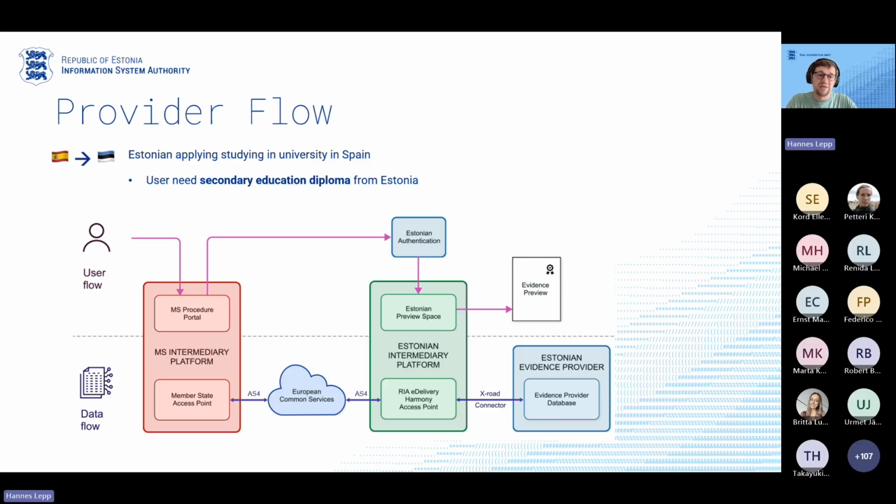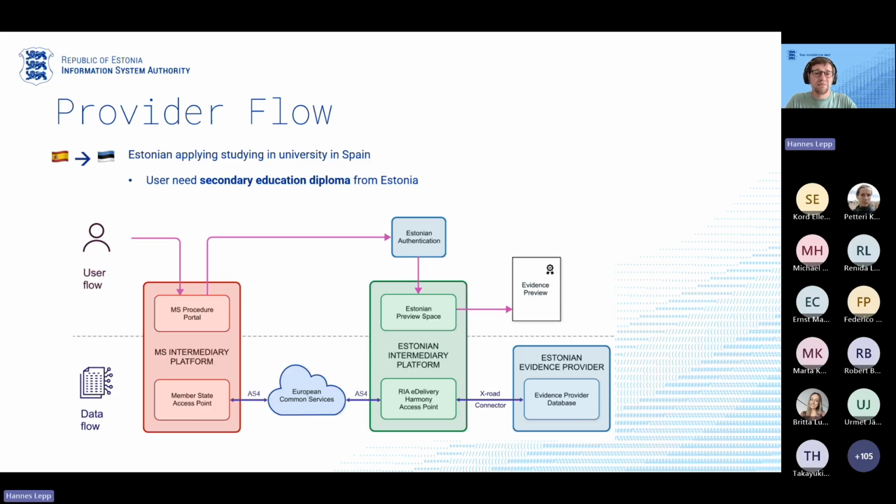On the left side, green and blue components represent Estonian info systems like also intermediary platform, evidence preview space, and access point also. And the blue component is the Estonian competent authority or evidence provider, for example, some Estonian registry. And these are the main parties that interact together in OOTS.